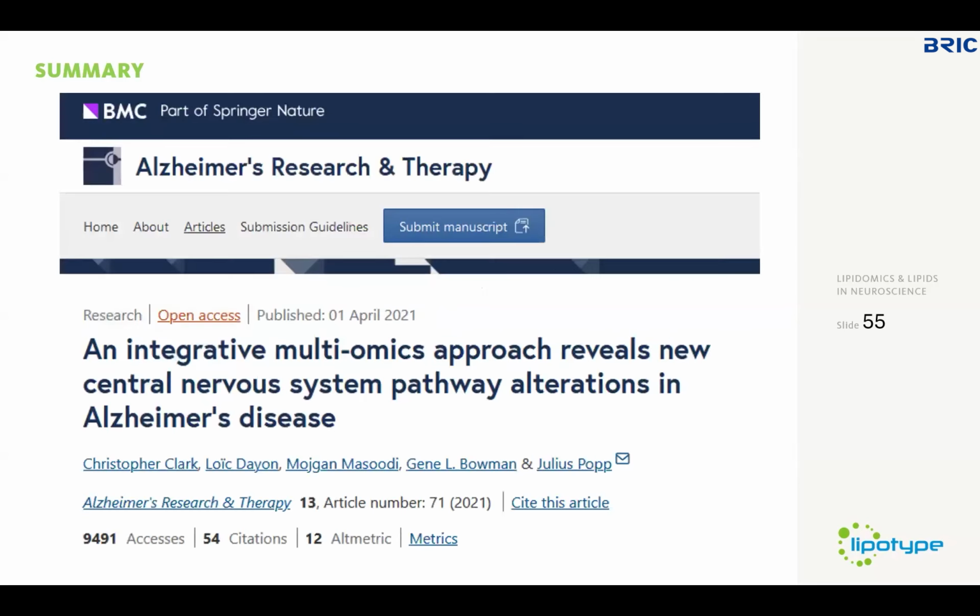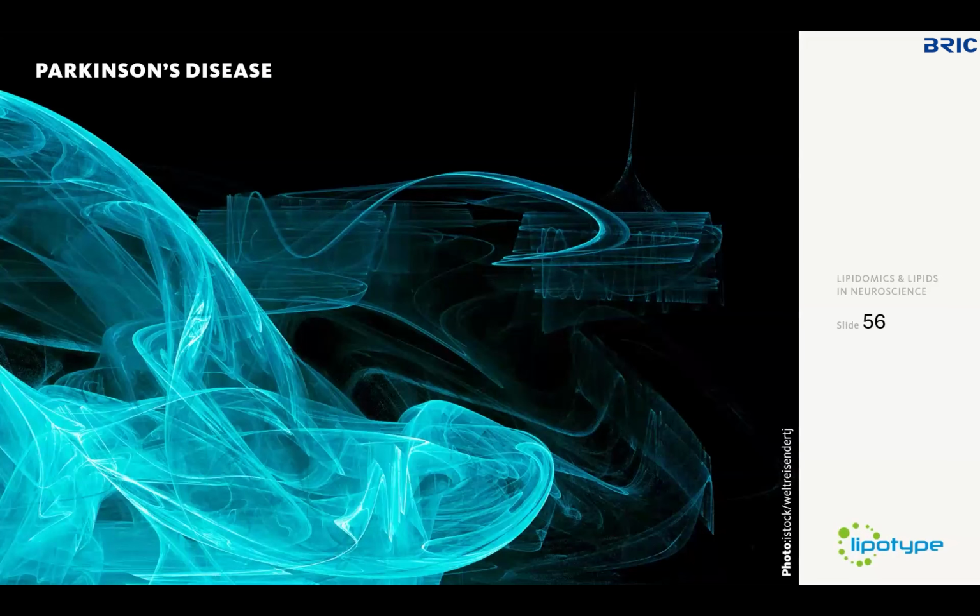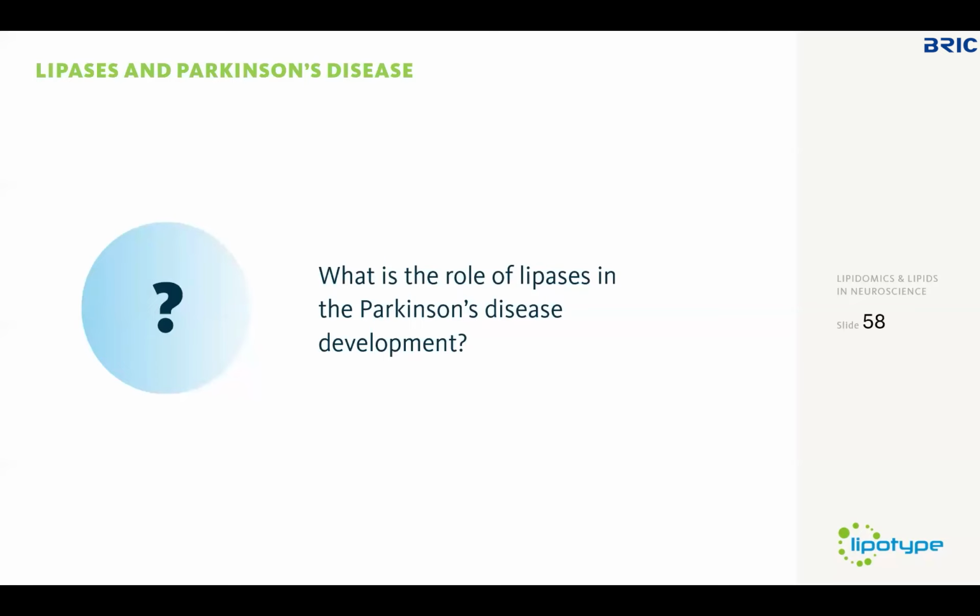If you're interested in a more in-depth analysis, you can check this particular study that was done and published. And then the final part of today's presentation, just a couple more minutes, is Parkinson's disease. This particular study was performed together with Harvard Medical School, and we wanted to check with our collaborators what is the role of lipases in Parkinson's disease development.